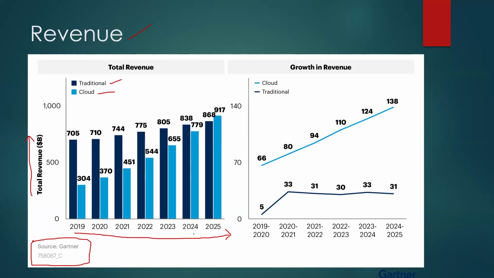Seven years, sorry, 2019 to 2027, right? If you see this, the total revenue from 2019 to 2020 is 304, 370, 451, and so on. The growth of the cloud is exponential when you compare it with the total revenue growth for on-premise. For on-premise, it is 705, 710, 745, 744, 775, and so on.